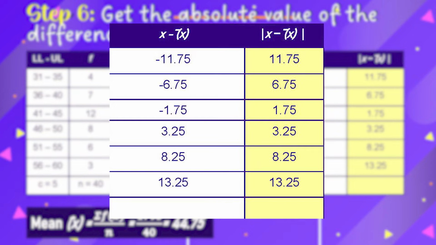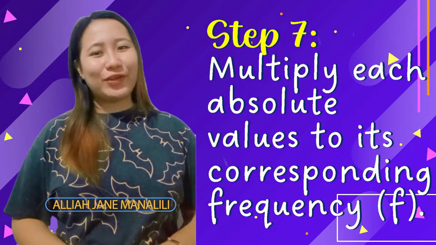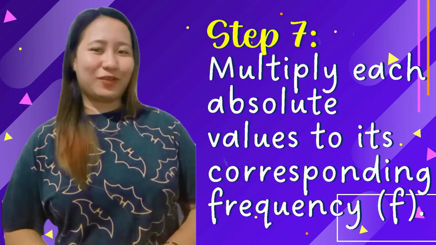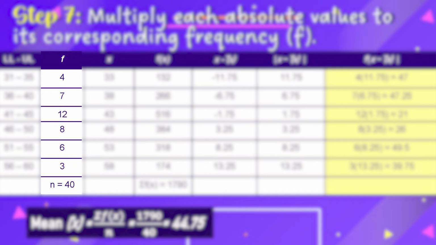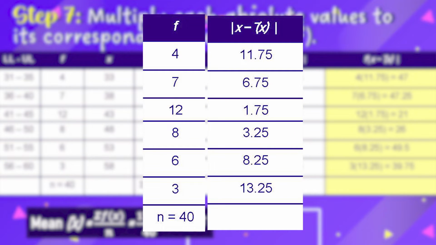8.25 is equal to 8.25, and 13.25 is equal to 13.25. In solving step number 7, we're going to multiply each absolute value to its corresponding frequency. First, we look for the frequency, which is the F column, multiplied by the absolute value of the difference between the midpoint and the mean.